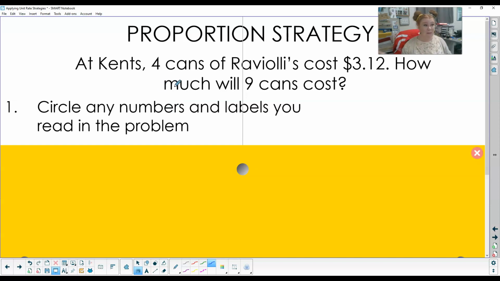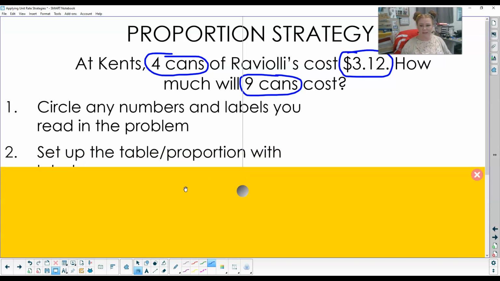We're going to look at the same problem that we have already done before so we can compare how each of them are the same and different. So we know we have 4 cans that cost $3.12. That's money, so I circle that label. And I want to know 9 cans. 4 cans is $3.12. I want to know 9. So I've circled my labels and numbers.